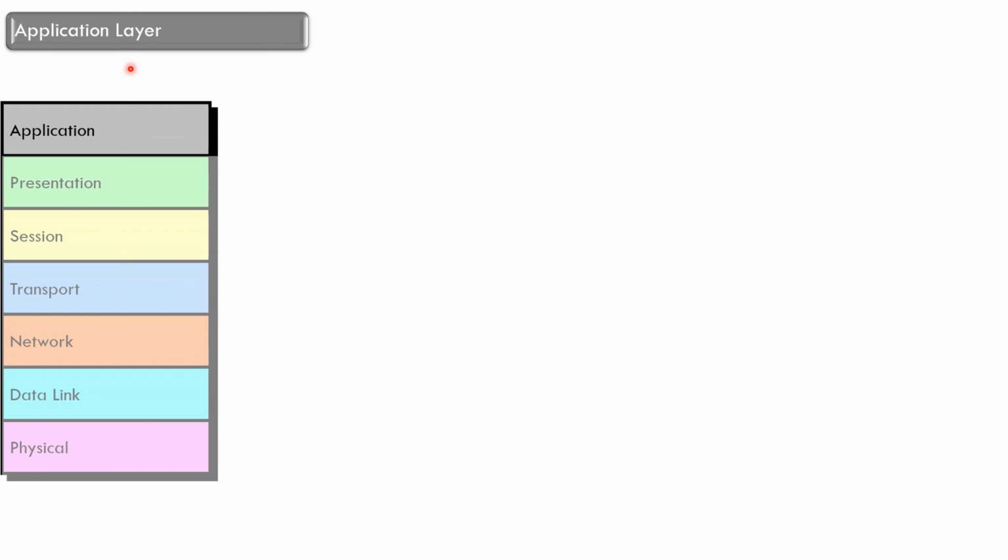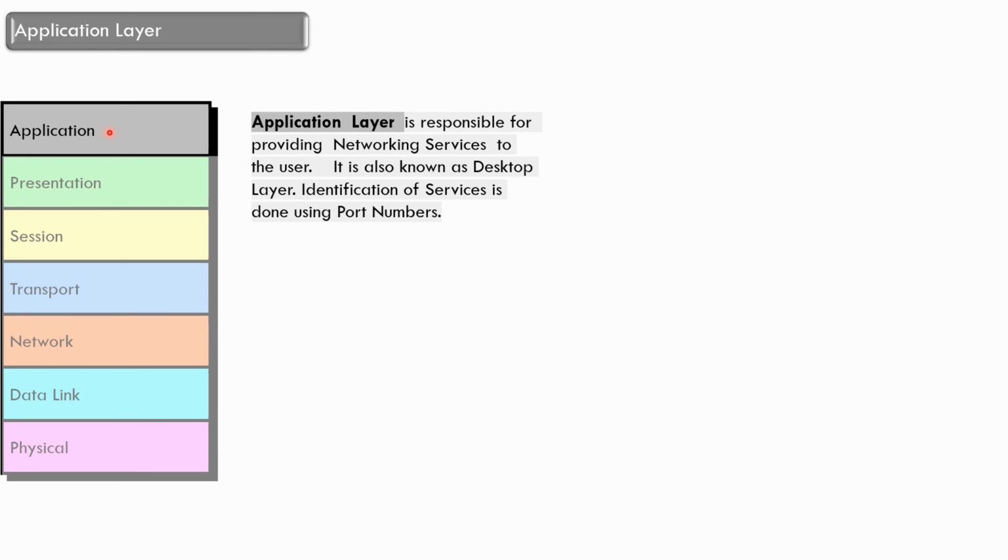Application layer. Application layer is responsible for providing network services to the user. It's also known as the desktop layer. Identification of services is done using port numbers. Already I told that we are simply taking the Outlook services. Ports are entry and exit points to layer 7.